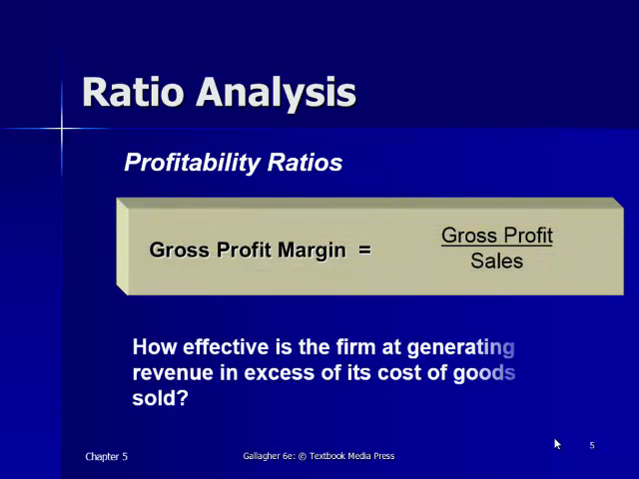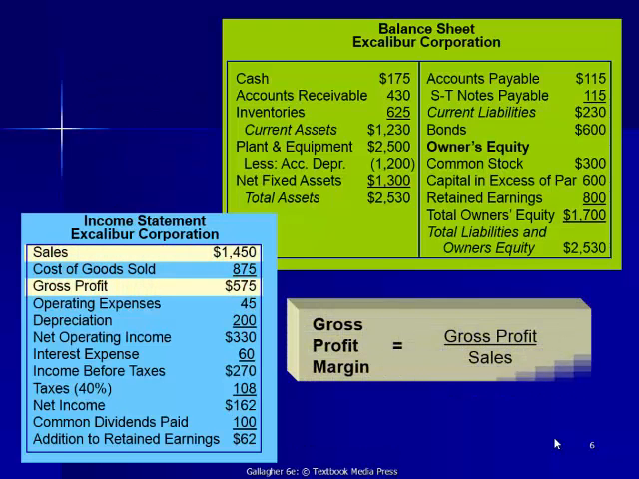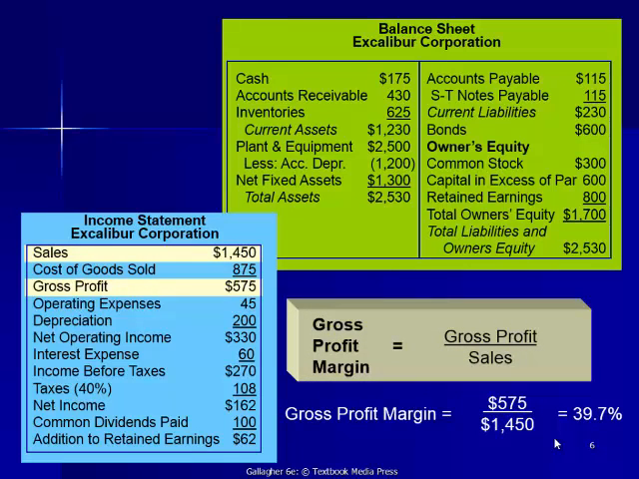So in the profitability category, the first ratio is the gross profit margin, gross profit over sales. So how much of the company's sales revenue is being eaten up by cost of goods sold. So you can see the two numbers come from the income statement. And this particular company has 39.7% of its revenues left over after we have accounted for the cost of goods sold.